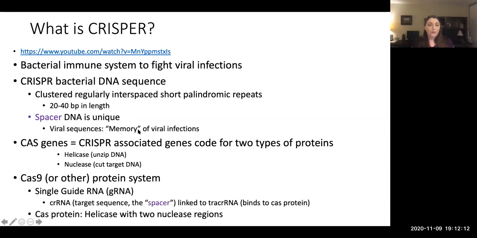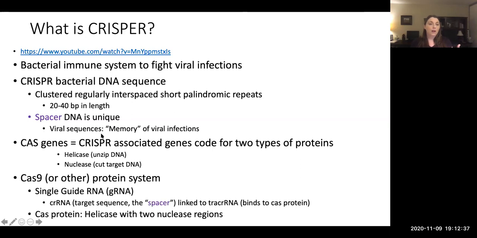So this is how the bacterial cell has a memory of viral infections. Any viruses that have come into it get put in between the short palindromic repeats so that it can, in a sense, have a memory and an immunity to it.